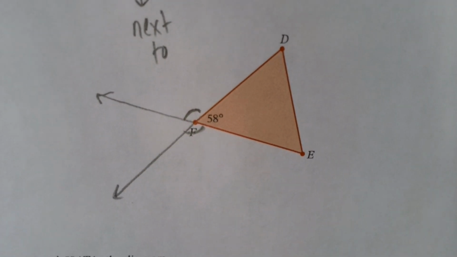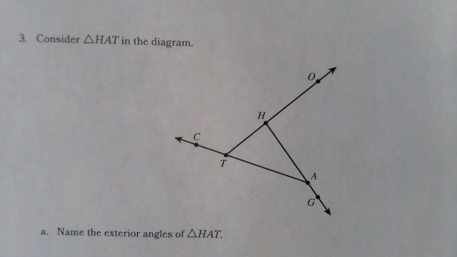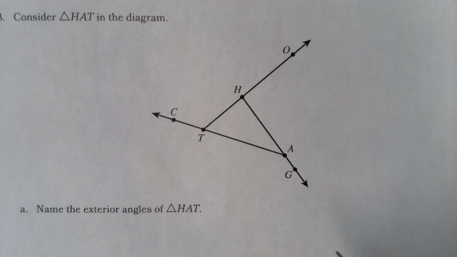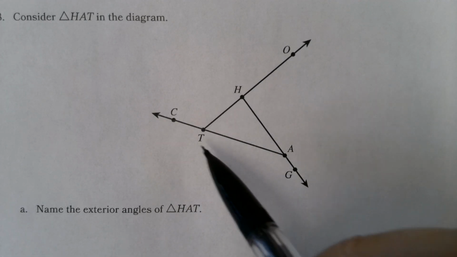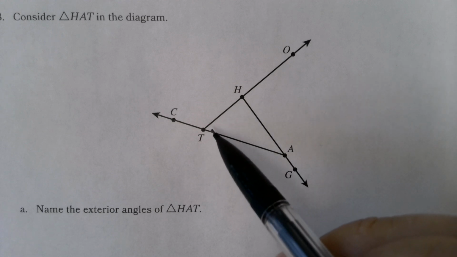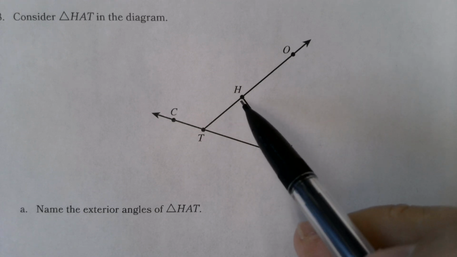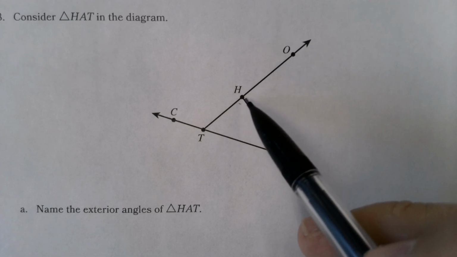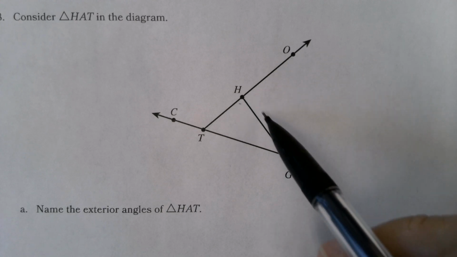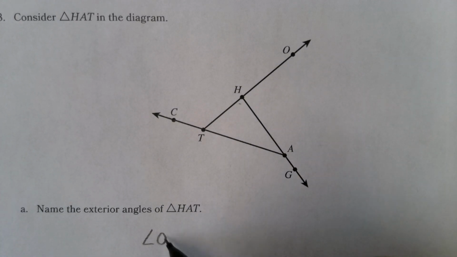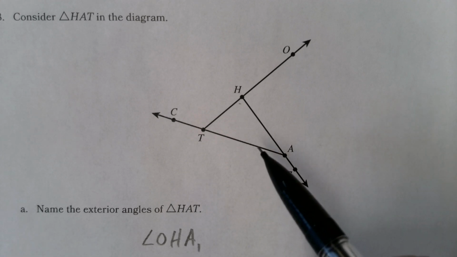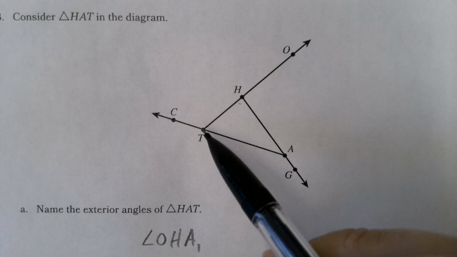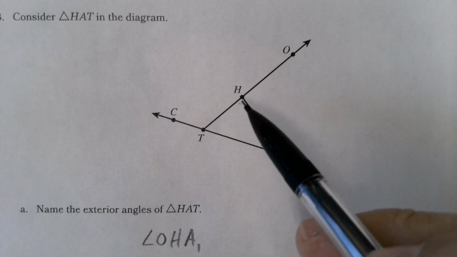Okay. In the next question, we're going to identify the exterior angles of triangle HAT. Well, here is my triangle. Here are my interior angles. Well, if this interior angle, this line going out, forms an exterior angle. So the exterior angle here would be OHA. Okay. Right here we've got another exterior angle formed with HTA, which would be CTH.